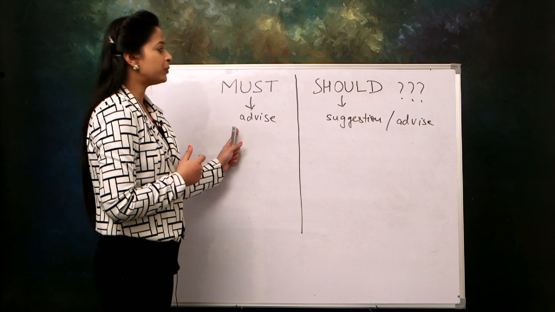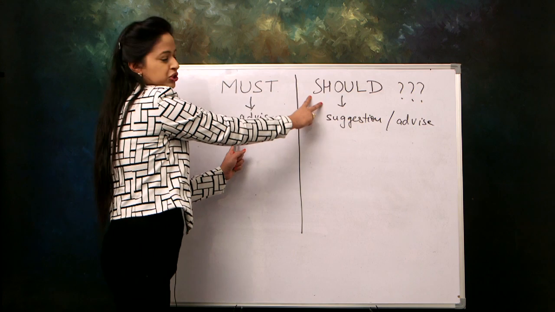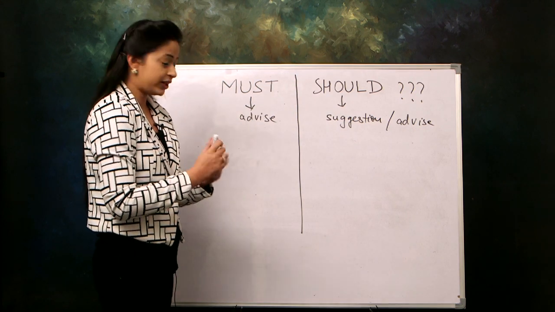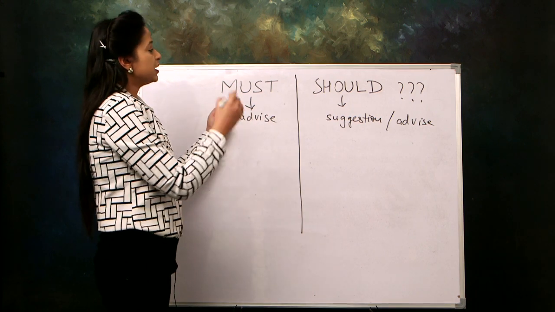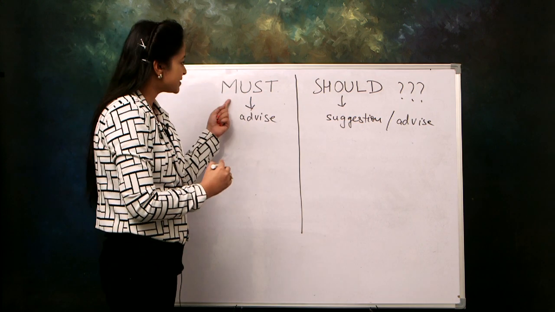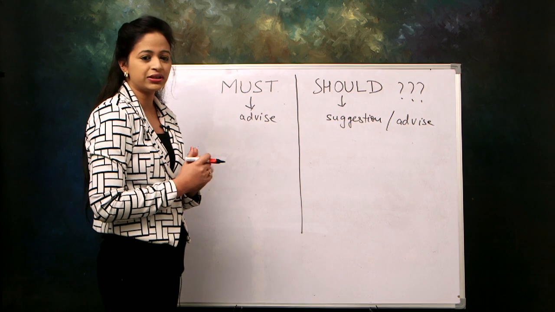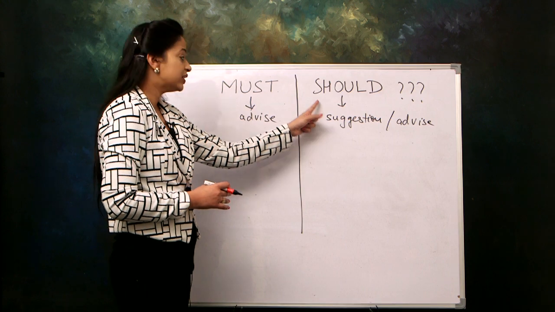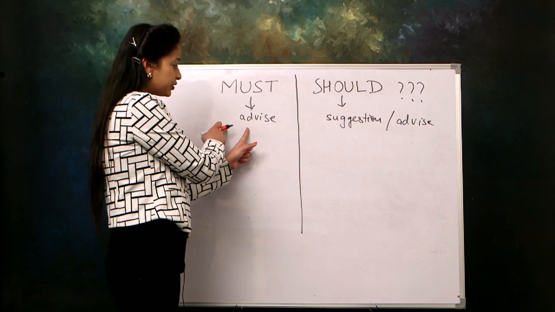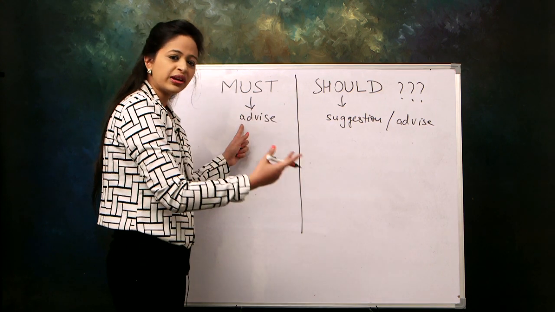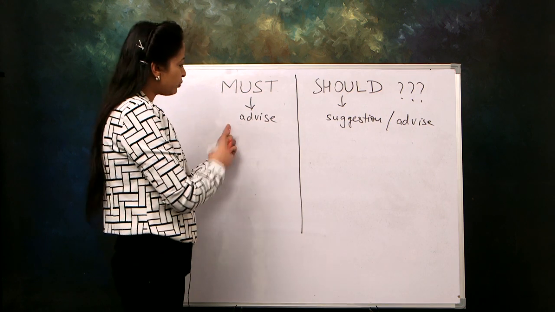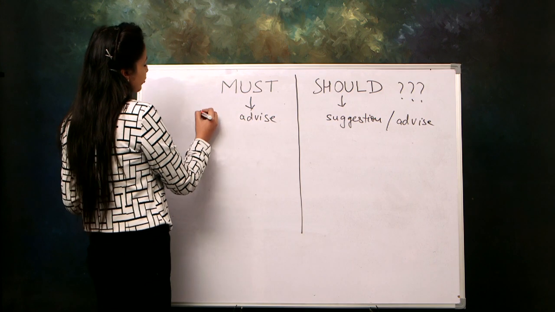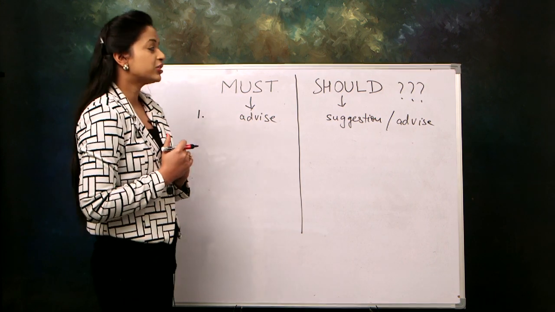But let me tell you, neither must nor should indicate any kind of compulsion. Many students feel that when we use must, it means it is mandatory. It means it is a compulsion, which is not at all the case. Both must and should are used to give advice. The only difference here is that I use must when I want to put more emphasis on my statement, when I want to express a stronger point of view. That is the first difference between must and should.